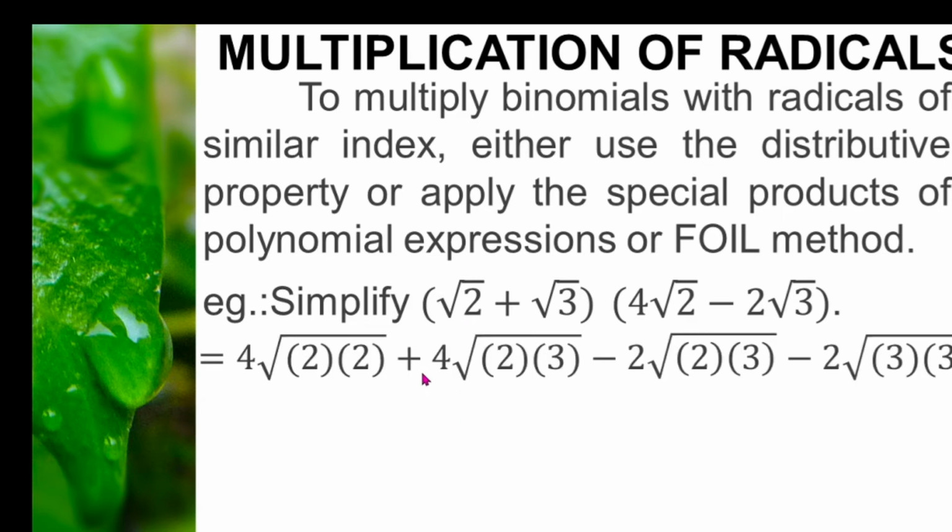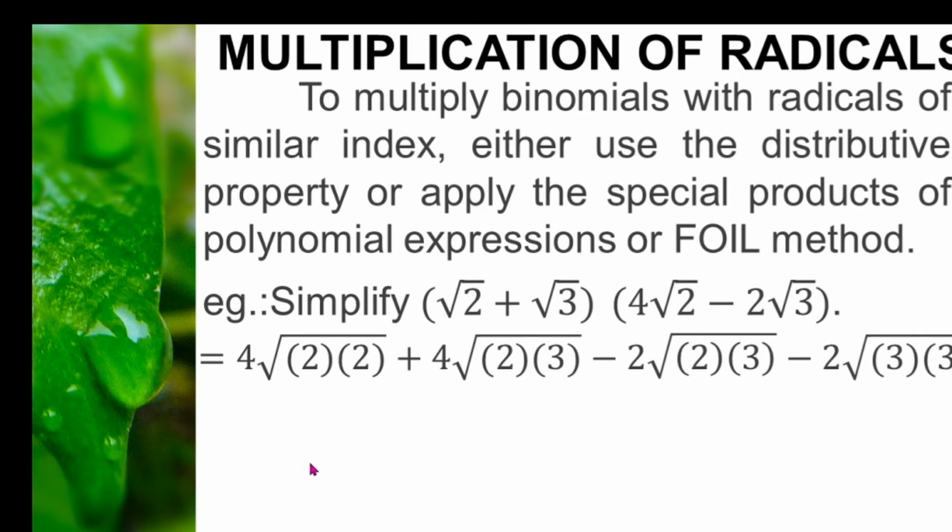Using the FOIL method, we are going to have the square root of 2 times 4 square root of 2. So therefore, we have our first term, 4 times the square root of 2 times 2. We have square root of 3 times 4 square root of 2, so we have positive 4 square root of 2 times 3. Then square root of 2 times negative 2 square root of 3, so we have negative 2 square root of 2 times 3, and negative 2 square root of 3 times the square root of 3 is negative 2 square root of 3 times 3.